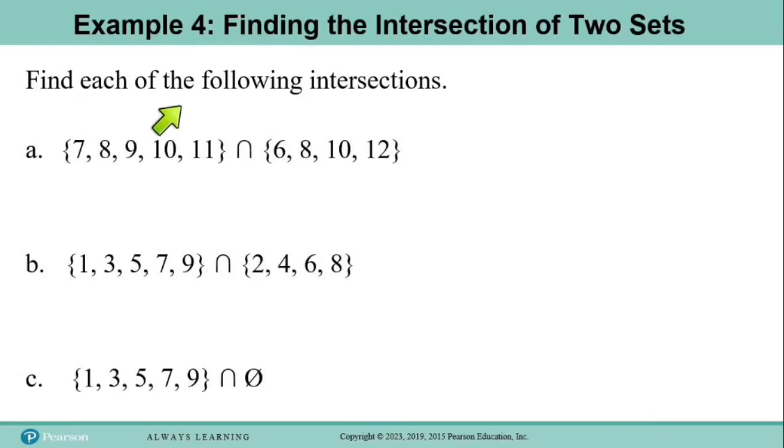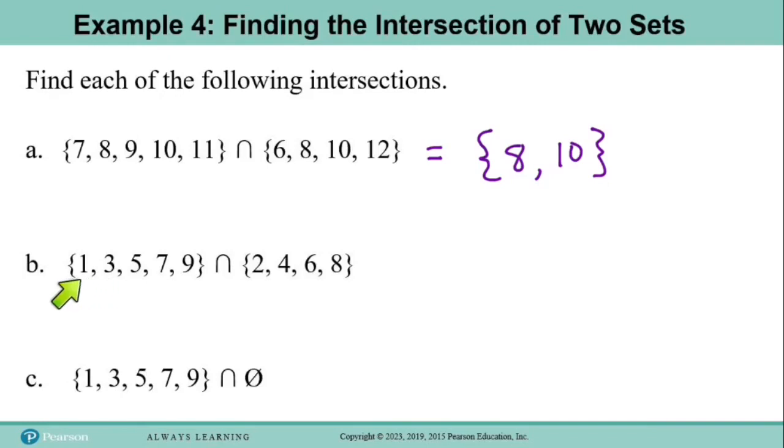So it says find each of the following intersections. So here we have the set containing 7, 8, 9, 10, and 11, intersect the set containing 6, 8, 10, and 12. And so the intersection will be a set. It is the set of all elements that are found in both of these sets. And so we'll say that the intersection of these two sets is the set containing the 8, because the 8 is found in both sets, and the 10, because the 10 is found in both sets, but that's all.